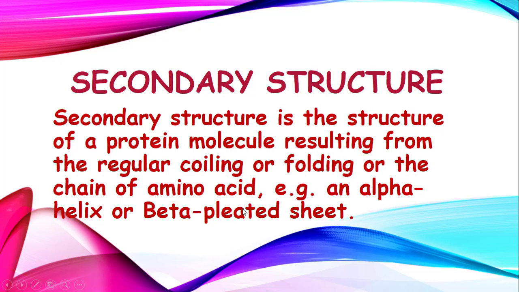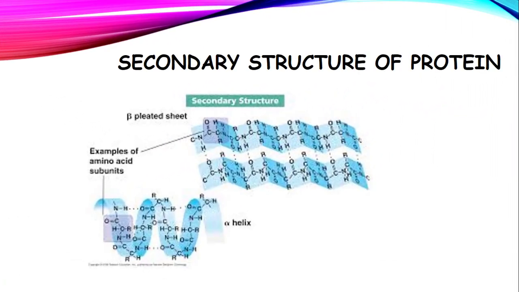So what happens here is regular coiling and folding. Proteins coil around one another to form a spring structure, or they form pleated plates, and those plates link up with one another. For example, look at here. You can see that the protein molecule coils around to form an alpha helix structure. This is one structure, the alpha helix, and this is the beta pleated sheet. For example, 1, 2, 3, 4. This is one plate, and this is another plate, and both of the plates are linked up with one another by hydrogen bonding.